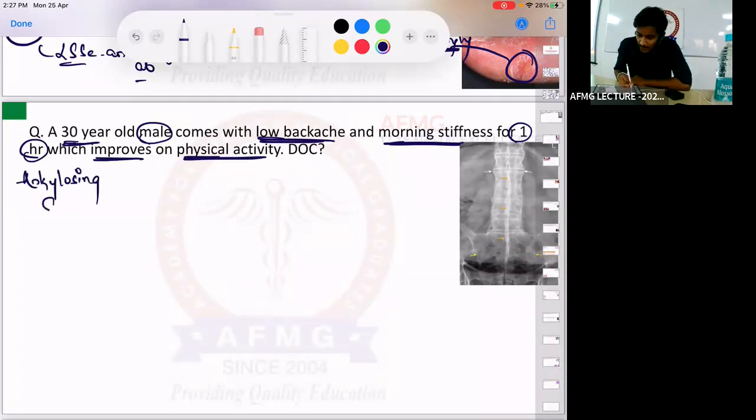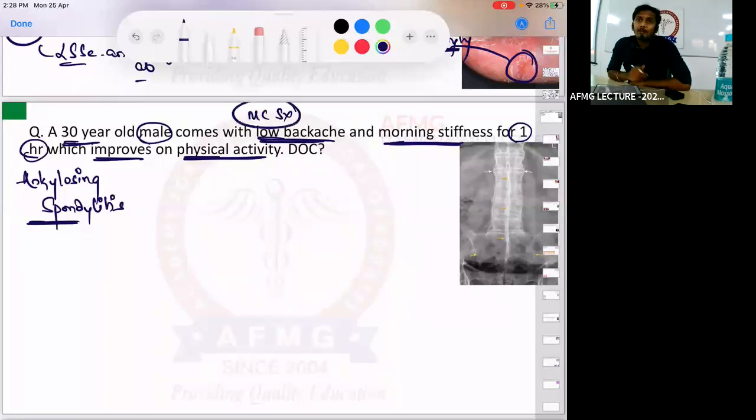The diagnosis is ankylosing spondylitis. Which age group is commonly affected? Young patients. Which sex is commonly affected? And what is the most common symptom? Low backache. No issues with this.